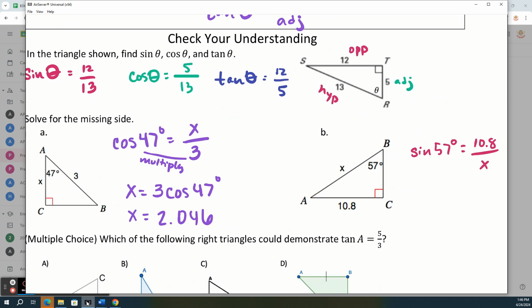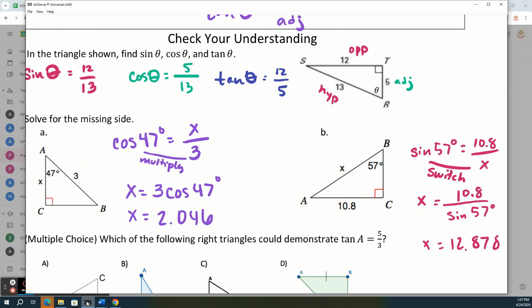And then this is the situation where if the variable is down low, you're going to switch. So x goes where the sine of 57 degrees is, and sine of 57 degrees goes where x is. And then you just type that in the calculator just like it looks, and you're going to get approximately 12.878.